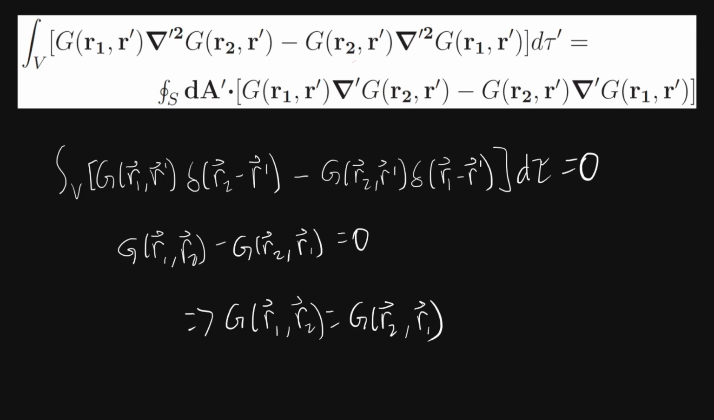I think one of the nice things about Green's functions being symmetric is that if you solve for the Green's function for a problem, it's easy to check if it's symmetric, and then if it's not symmetric, you know that you found the Green's function incorrectly, because Green's functions have to be symmetric according to this proof that we just did. And so that'll be it for this video.